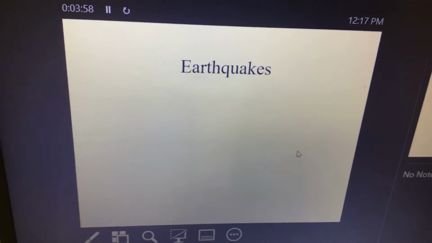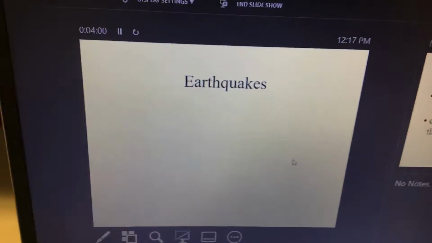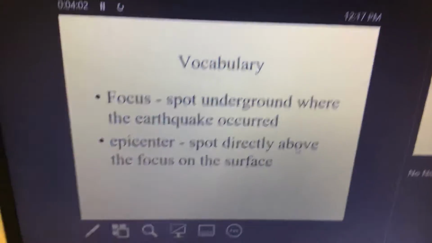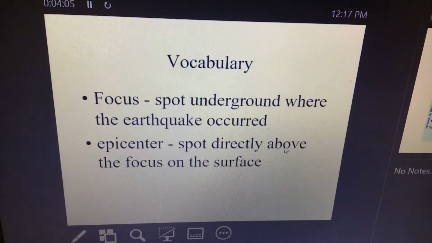Our heading today is earthquakes. We're going to talk earthquakes. A couple terms you must know for the test. I would write these down.